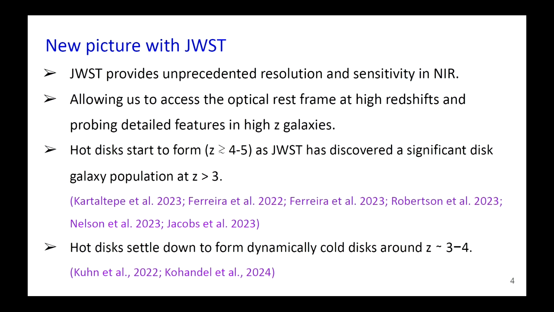Earlier it was supposed to be almost 0, but now it's known that these galaxies dominate the galaxy population at these high redshifts with around 40 to 60%, and hot disks are there, but cold disks are also available at these redshifts.